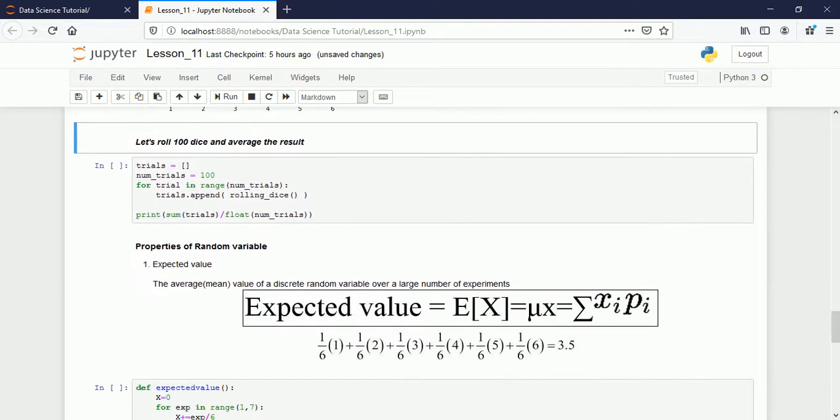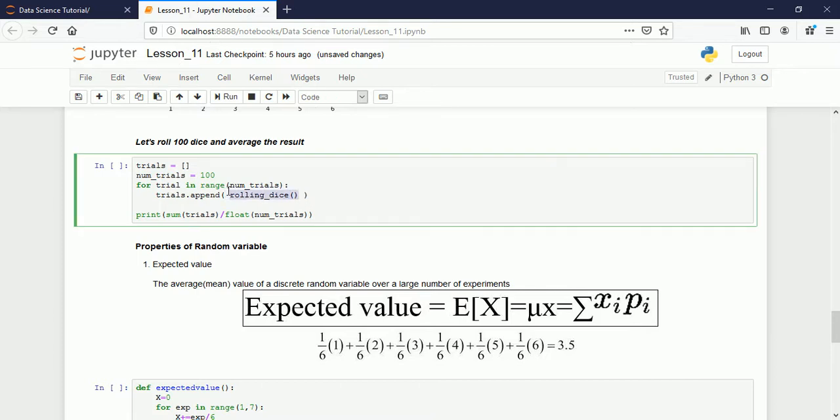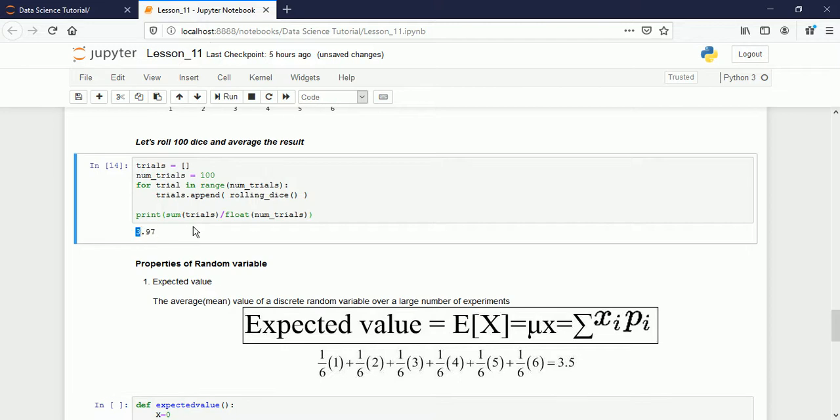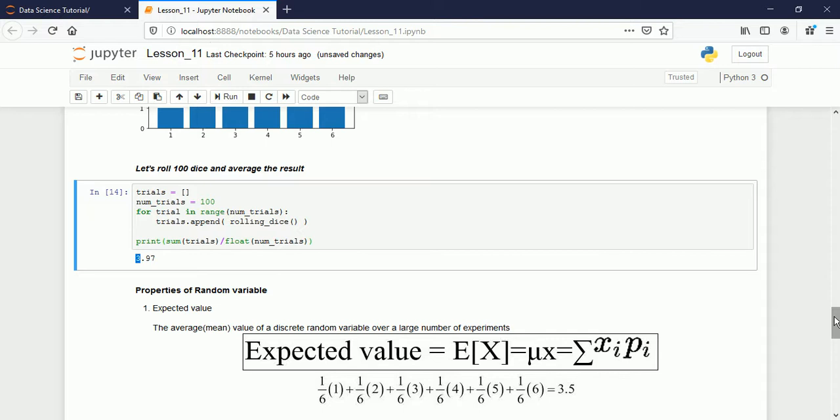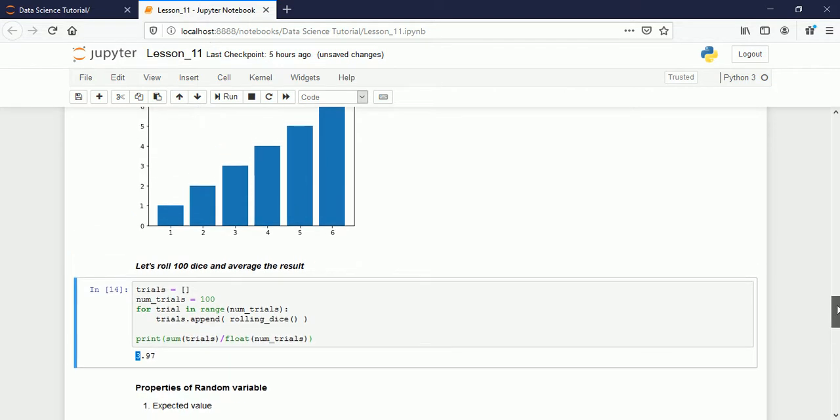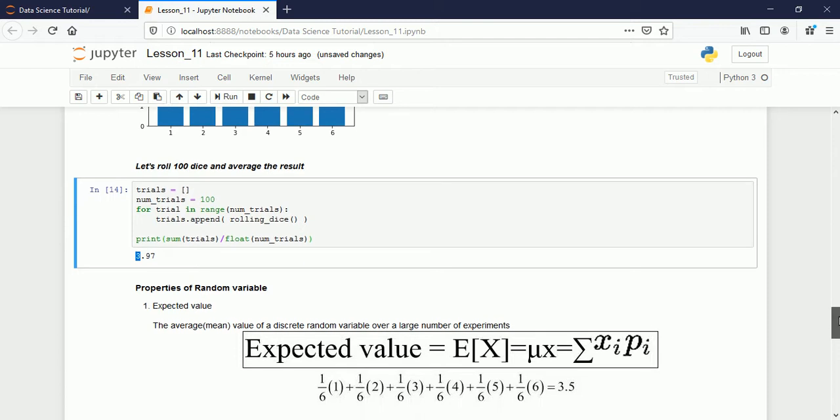Let's roll 100 dice and average the result. This is the function we have already created. I've created a variable here, 100, and through that we call the same function, and see the result here: 3.9, but it should be 3.5. It is not exact, but it is near. It should be 3.5, because the average of the values from 1 to 6 is 3.5.